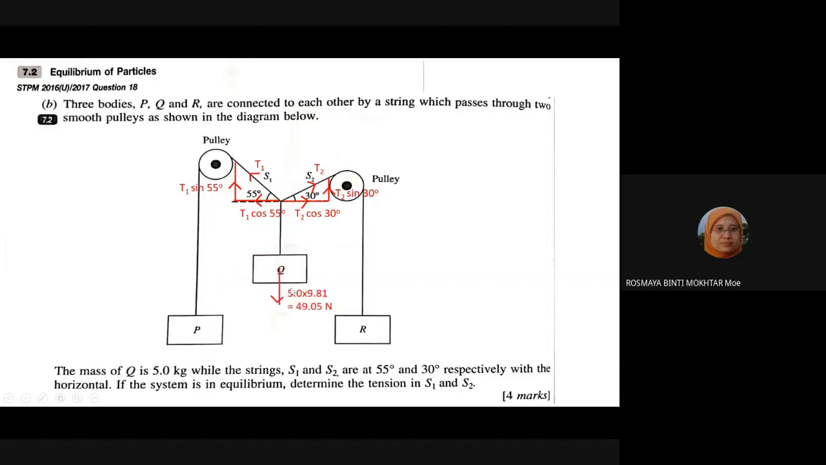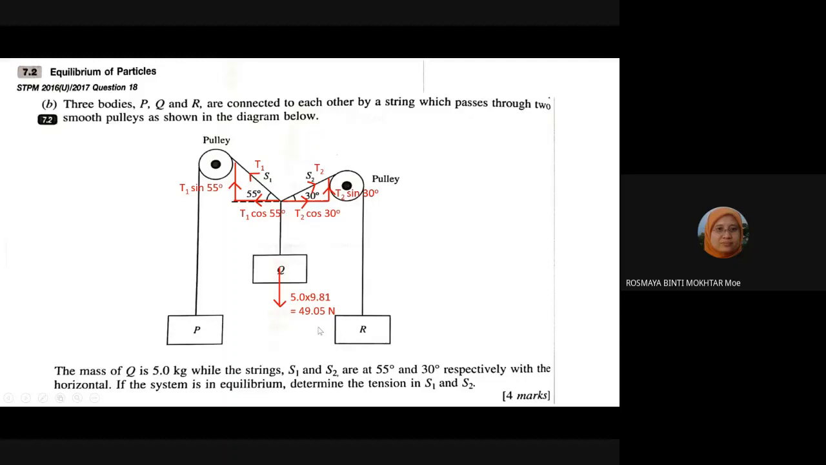Okay, so given Q 5 kilogram, don't forget to convert to Newton. So 5 times 9.81 is 49.05 Newton. Students also always make careless mistakes here. From my experience, they straight away use 5 kilogram without converting to weight in the unit Newton. The unit for weight is Newton.